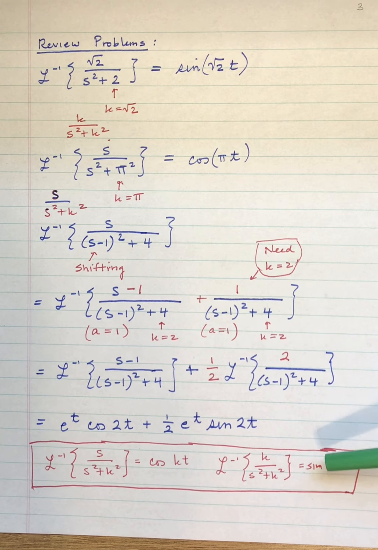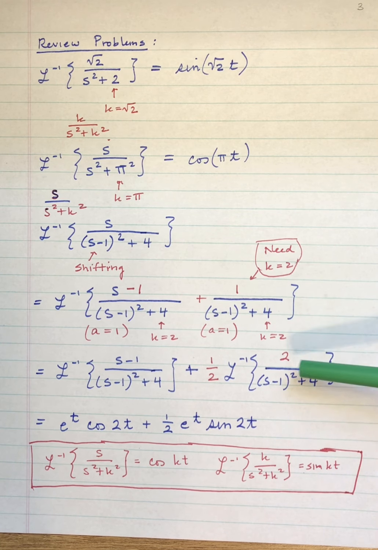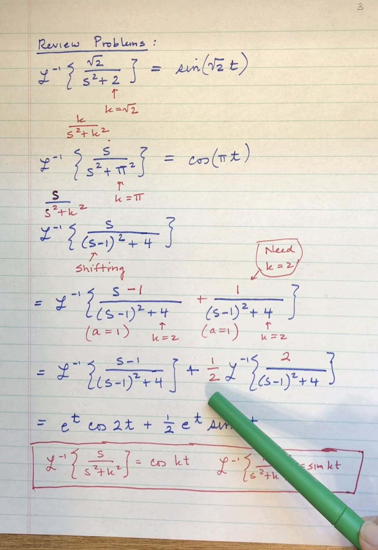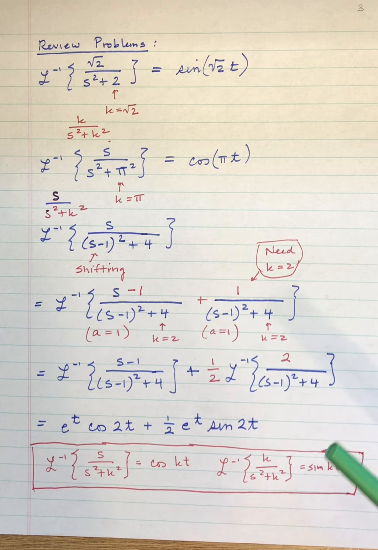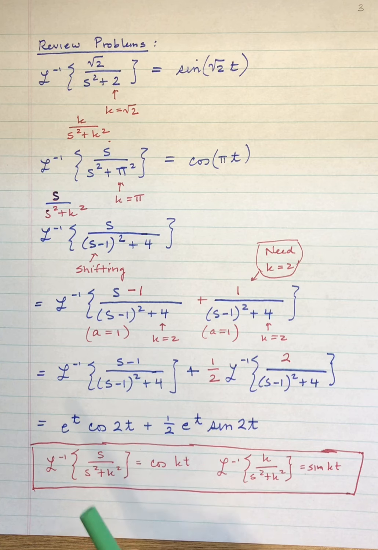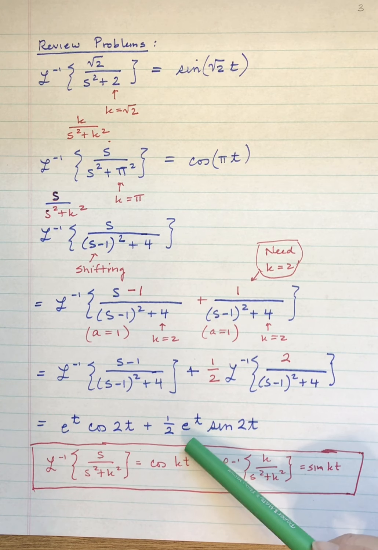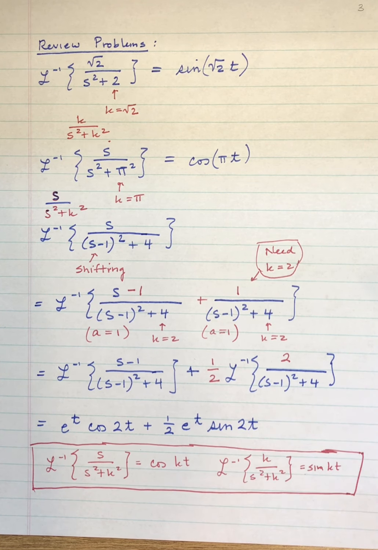This one goes with the sine. I need k over it. So our k is 2. I can put a 2 there and multiply by 1/2 in the front. And so the first one is like the cosine of kt formula, but I've shifted. I have an s minus a where a is 1. So I get the cosine of 2t and have to multiply by e to the t. Here, this is the sine of 2t times this 1/2 out in front, but I have to shift. I have the shifted argument, so I'll multiply by e to the t.